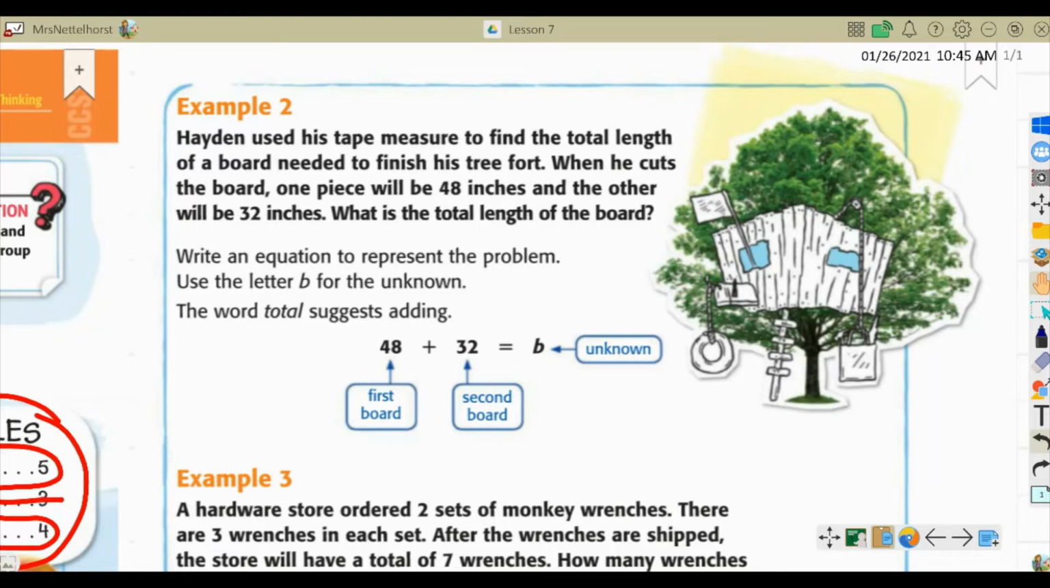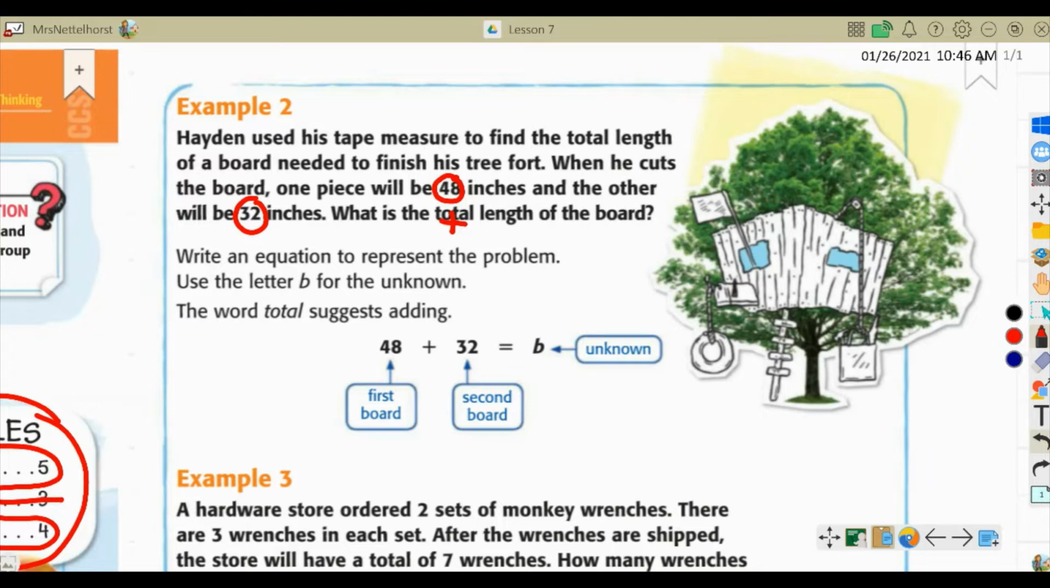So now I'm going to read the question with it. Hayden used his tape measure to find the total length of a board needed to finish his tree fort. When he cuts the board, one piece will be 48 inches and the other will be 32 inches. What is the total length of the board? So now I'm going to mark this up. So I have some numbers here. I have 48 and I have 32. Okay, he's buying one board that he's going to cut into these 2 sizes of pieces. I need to know the total length. From my chart, I know the word total means plus. So now I have my equation right there.